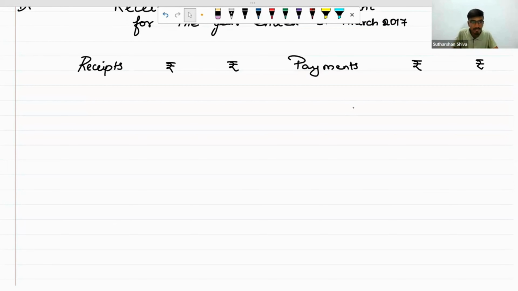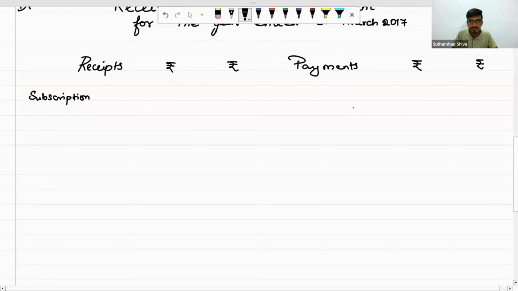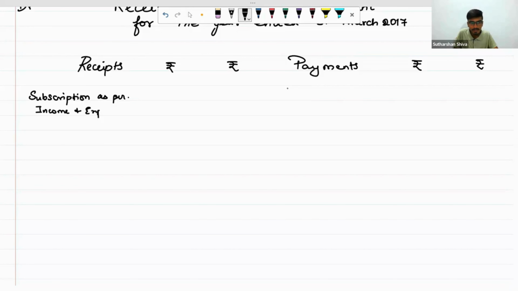First thing, I will write down subscription as per income and expenditure account.